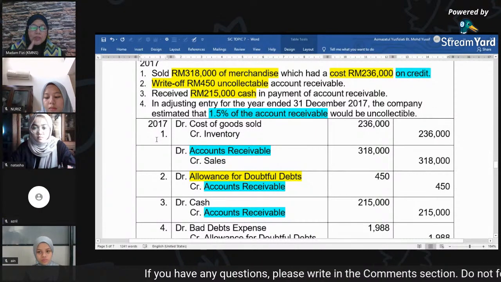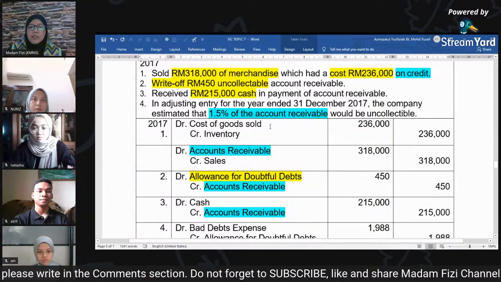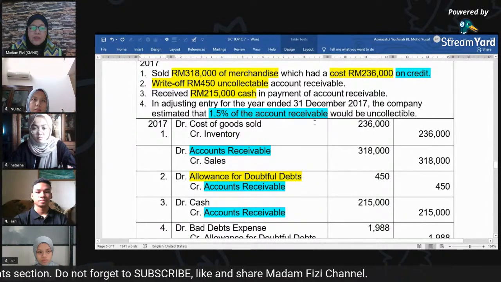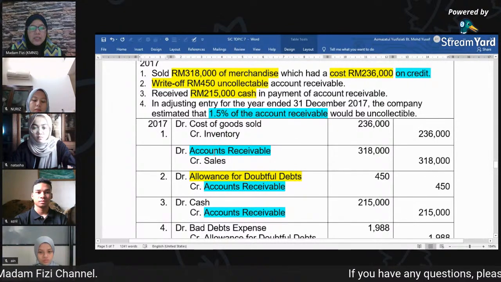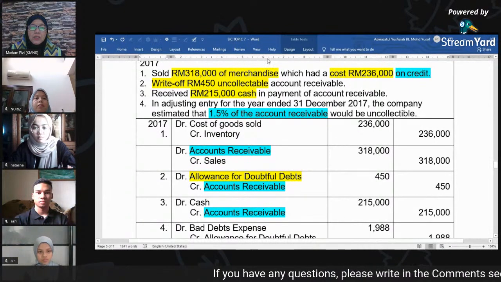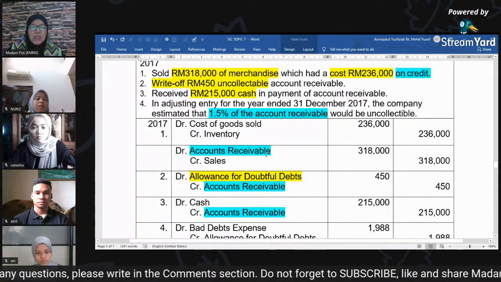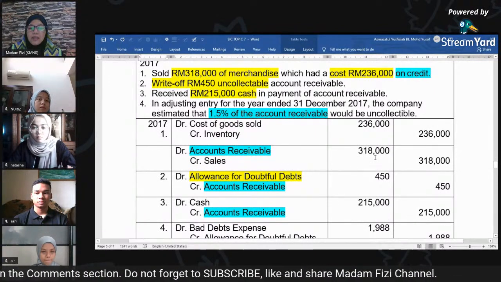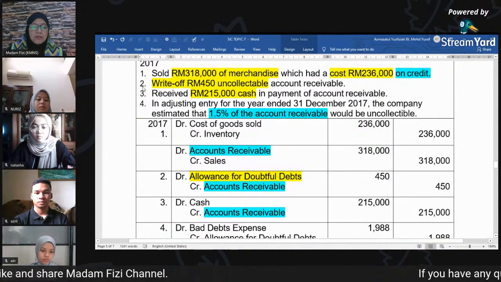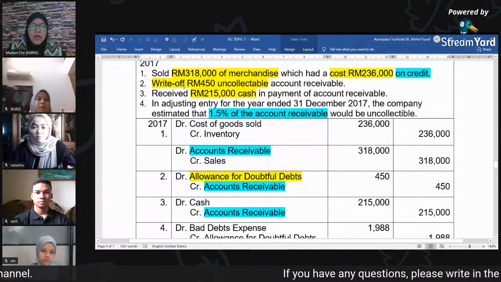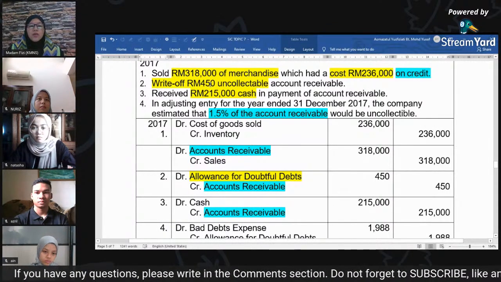So, kita mesti ada 2 journals. First journal is on cost of goods sold: debit cost of goods sold 236,000 and credit inventory 236,000. The other journal is on the sales. Because the sales is on credit, debit accounts receivable, credit sales 318,000.